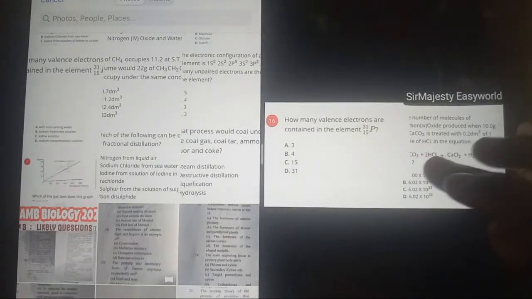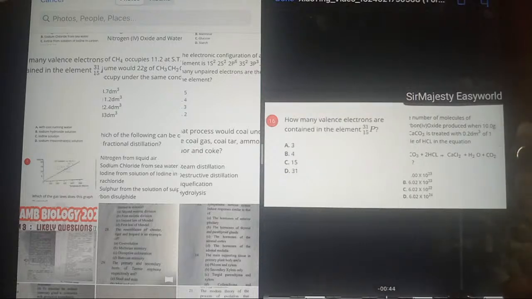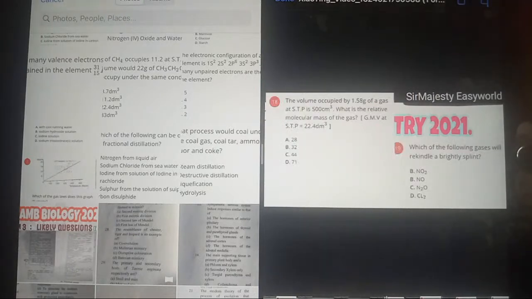Question 18 says the volume occupied by 1.58 gram of a gas at STP is 500 cm3. What is the relative molecular mass of the gas? Simple. If 500 cm3 occupies 1.58, whatever 22.4 is.